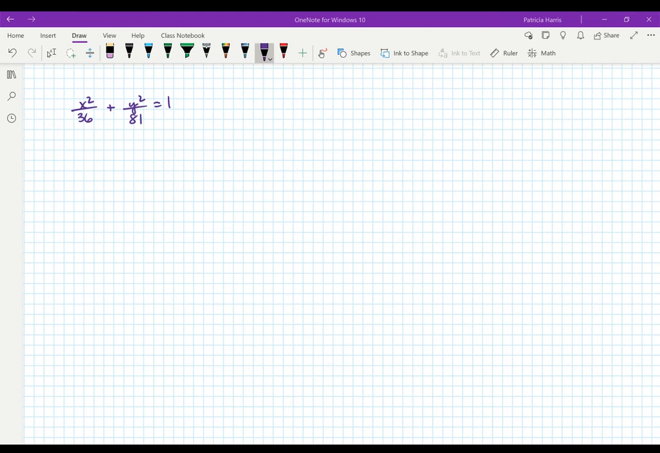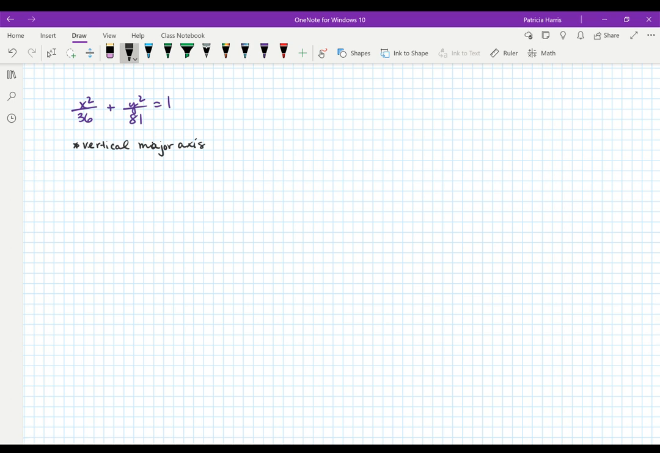Okay, so what we're going to do now is we're just going to do another ellipse that is centered at the origin, and then we're going to move the center of the ellipse somewhere else. Okay, so looking at this one, I noticed that the larger of the denominators is 81 and it's beneath the y. So that tells me that I'm going to have a vertical major axis. Okay. So it's going to be longer rather than short and squat.